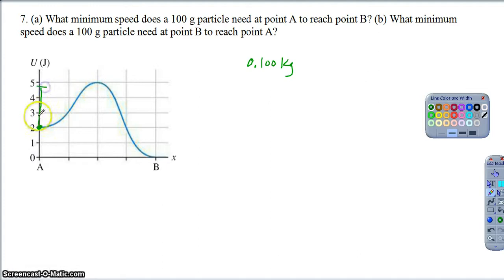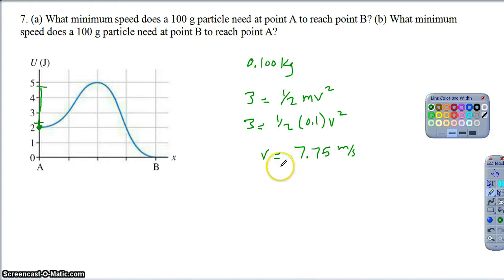So once again, that becomes the key. If I'm going to make it up that curve, I have to have at least 3 joules of kinetic energy. And that helps me find the minimum velocity. If I have to have at least 3 joules of kinetic energy, then I can figure out what that minimum velocity is. So solving this equation, 3 equals 1/2 times 0.1 times the velocity squared, and solving for v, I get that it's 7.75 meters per second.